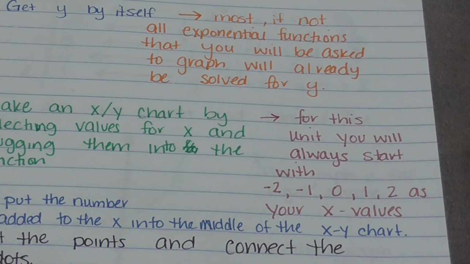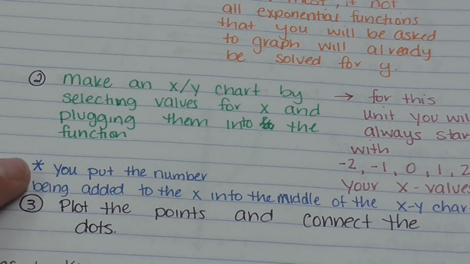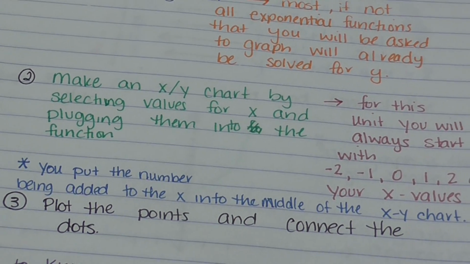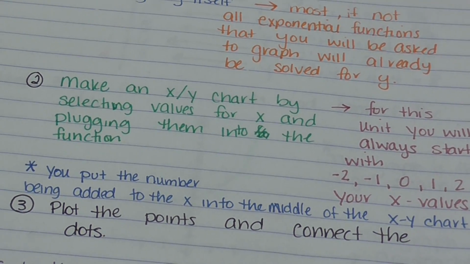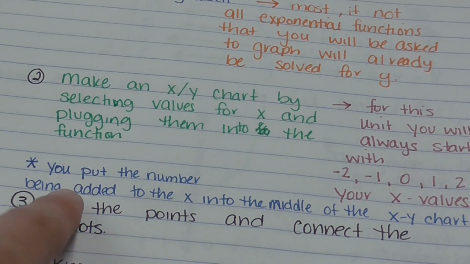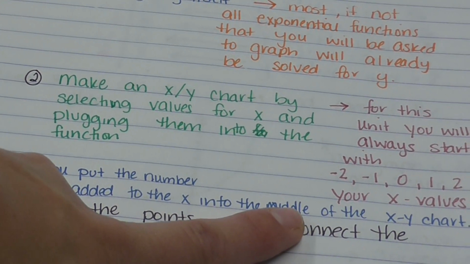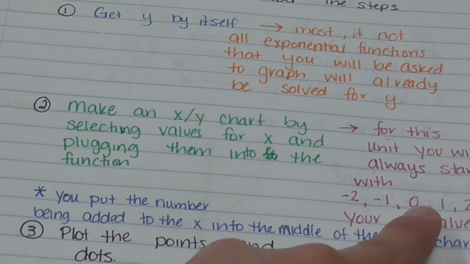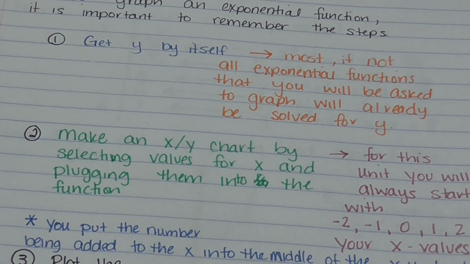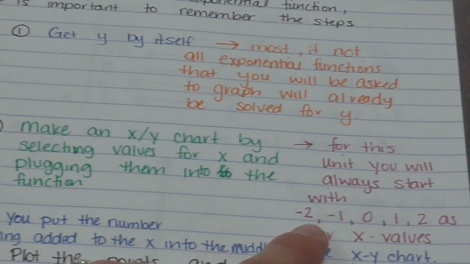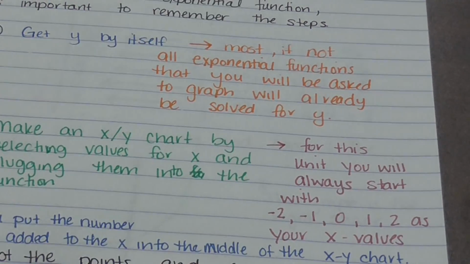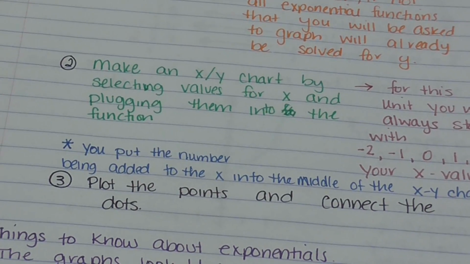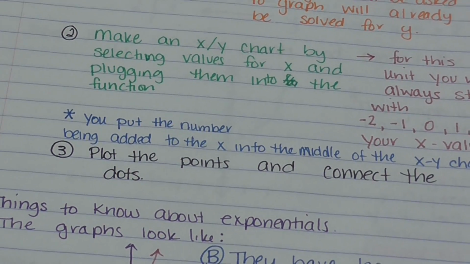Now, a special note, as we get into more advanced graphing exponentials: if the exponent has a plus or a minus, so it's x plus 1 as the exponent, you would put the opposite of the number being added in the middle of the xy chart. So instead of 0 for an x plus 1 exponent, it would be -1 in the middle. We'll get into more about that as we move on, but for the most part, you need to remember to start with -2, -1, 0, 1, and 2 as the x values and plug them into your function. Once you plug them in, you're going to have x and y points, and you're going to plot the points and connect the dots.